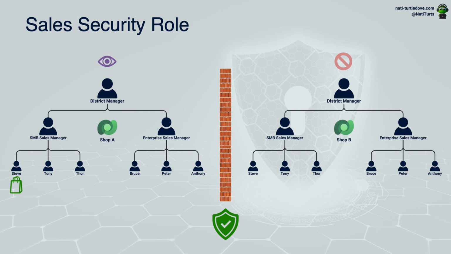Steve owns it, and anyone in shop B can then view that record. But no one in shop A can view that record at all, not even the district manager, because it's on a per business unit level.